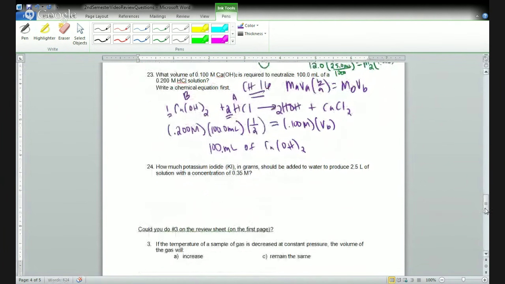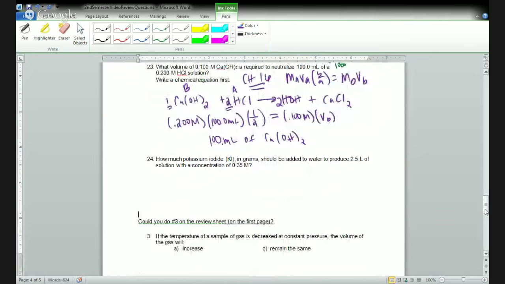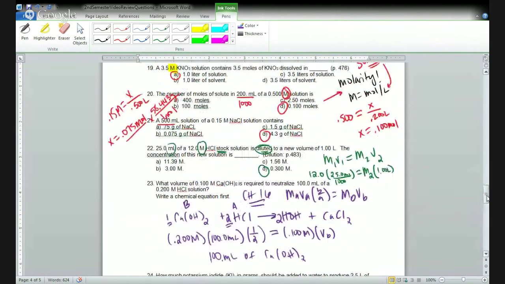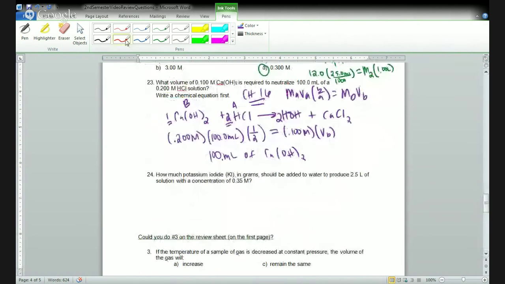All right, number 24 says, how much potassium iodide in grams should be added to water to produce 2.5 liters of a solution with a concentration of 3.5 molar? Now, because we see that molarity again, we're going to go back to that molarity equation. So we're going to go back to our big M equals moles over liters. But this time, because it's asking for grams, we're going to have to do a little bit of math once we get to moles. So the first thing I'm going to do is solve for moles.